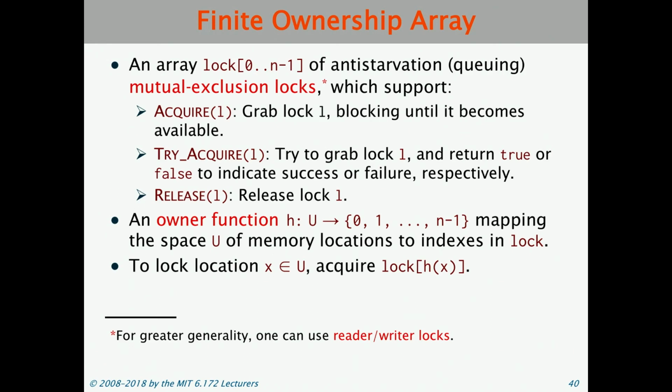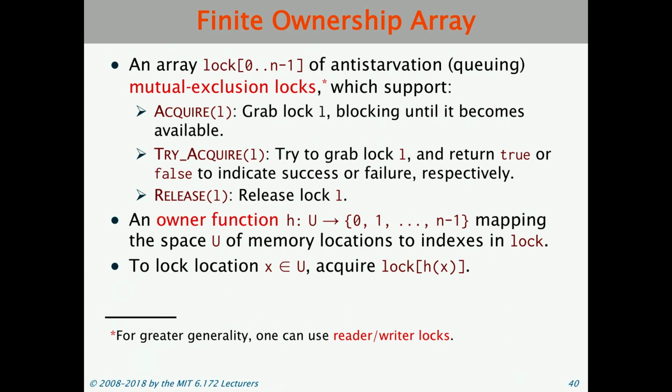And you can do an acquire, but we're also going to add in a try acquire. Tell me whether, if I tried to acquire, I would get it. That is, if I get it, give it to me. If I don't get it, don't wait. Just tell me that I didn't get it, okay? And then release. And there's an owner function h that maps my universe of memory locations to the indexes in this finite ownership array, this lock array.